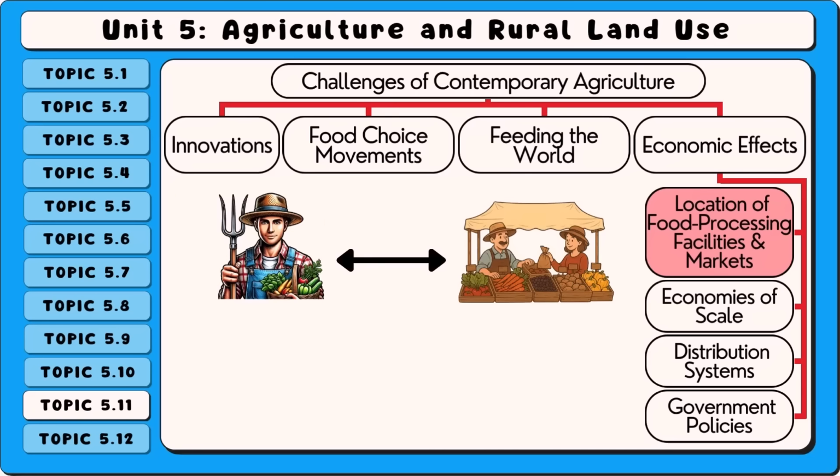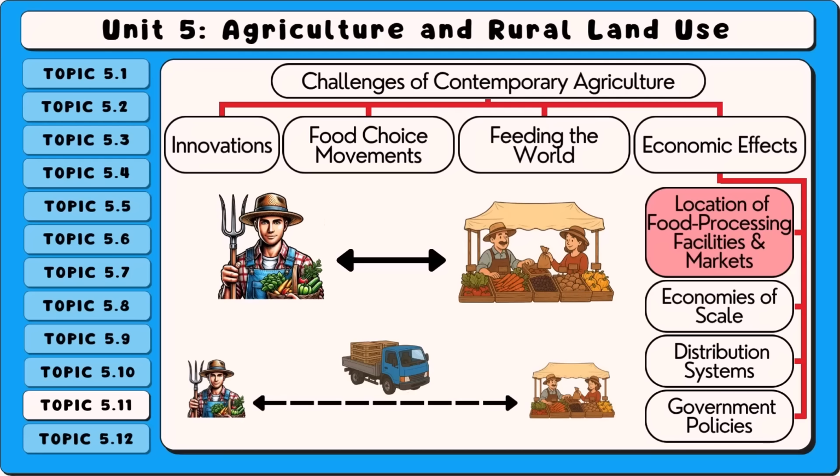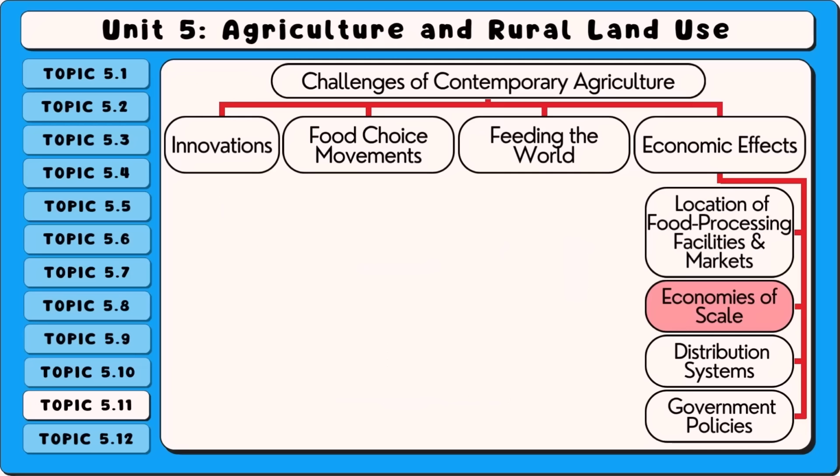food travels. If food processing facilities and markets are close to the farm, it's cheaper and faster to get the crops processed. But when these are far away, transportation takes more time and money. This is a challenge for farmers in rural, remote, and underdeveloped areas. Next is economies of scale.